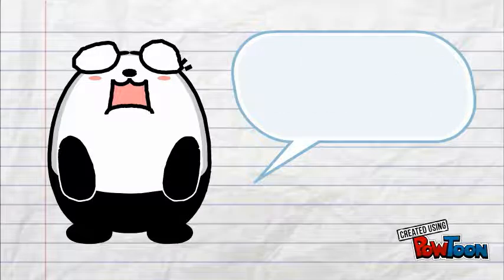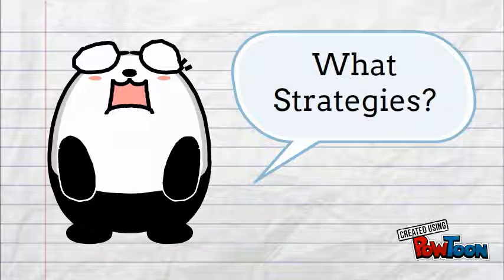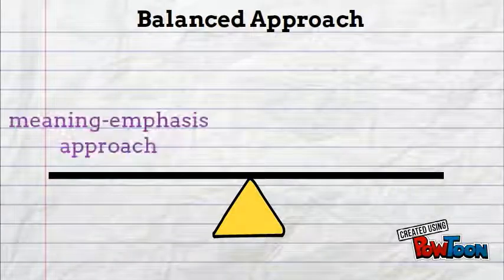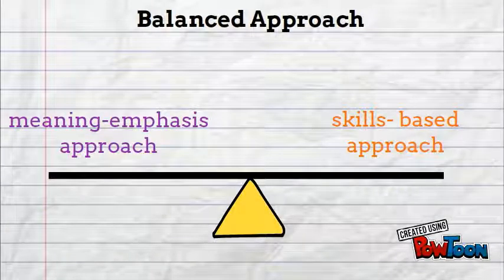To ensure a purposeful, explicit teaching-based strategy, you as a teacher should be looking for research-based instructional practices that improve student outcomes in learning. One of the many evidence-based strategies is to start with a balanced approach. A balanced approach combines the best features of the two, meaning emphasis approach and skills-based approach, to teaching, and combines them into one balanced approach.